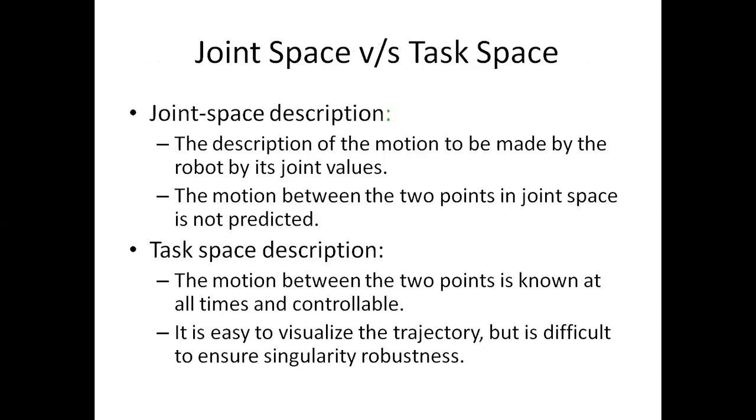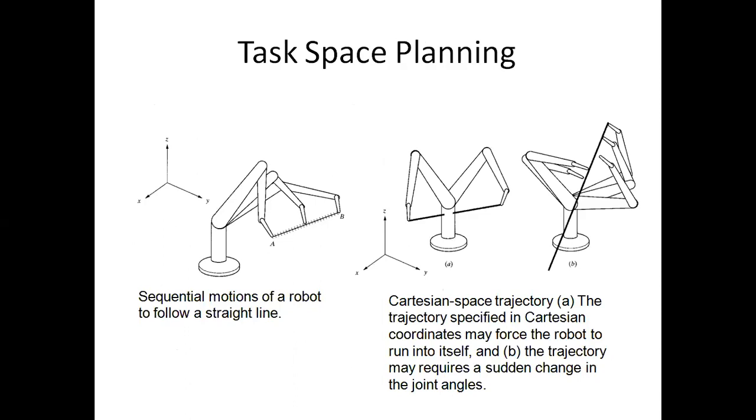Joint space is the description of the motions to be made by the robot by its joint values. Whereas in the case of task space, the motion between the 2 points is known at all times and it's controllable. Whereas motion between the 2 points in joint space is not predicted. So it is usually easy to visualize the trajectory, but it is difficult to ensure singular approaches.